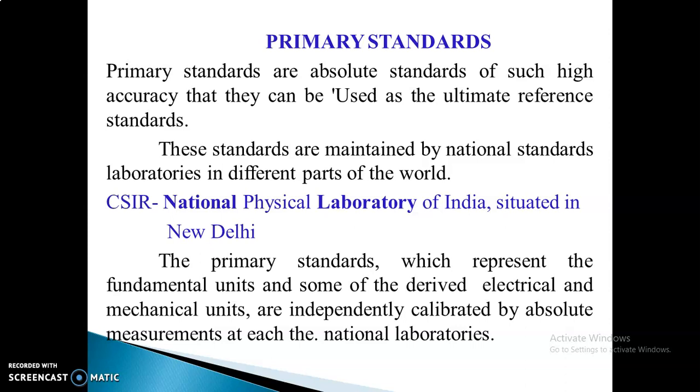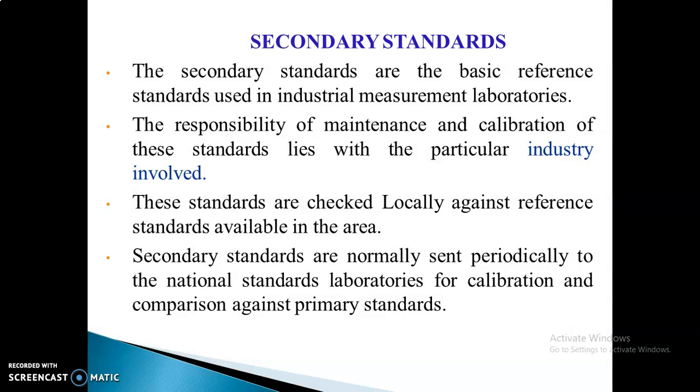The main function of the primary standard is verification and calibration of the secondary standard. That is the main purpose of the primary standard. It represents both the fundamental and the derived units. The next is called the secondary standard, or basic reference standard, and these are used in industrial measurement laboratories. Their main responsibility is the maintenance and calibration of a particular industry alone.